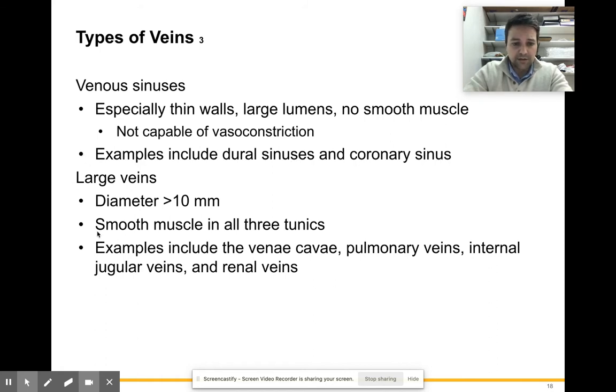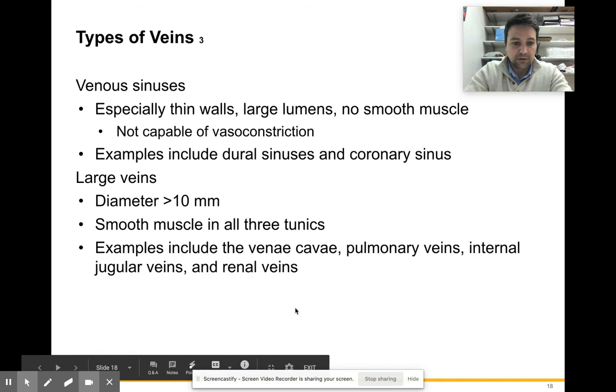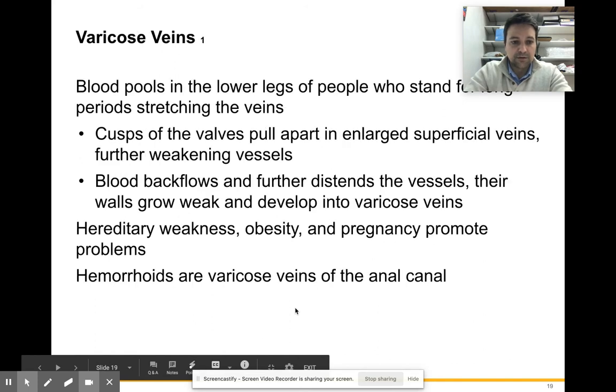Then you have large veins, which are greater than 10 millimeters in diameter. They have smooth muscle in all three of their tunicas or tunics. Some examples are the vena cava, the pulmonary veins, the jugular veins, and your renal veins. Those are large examples.